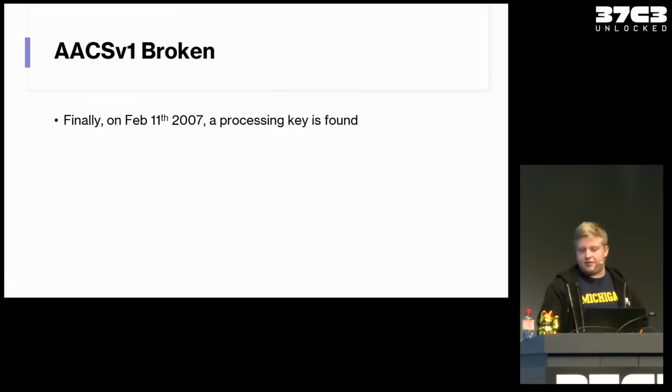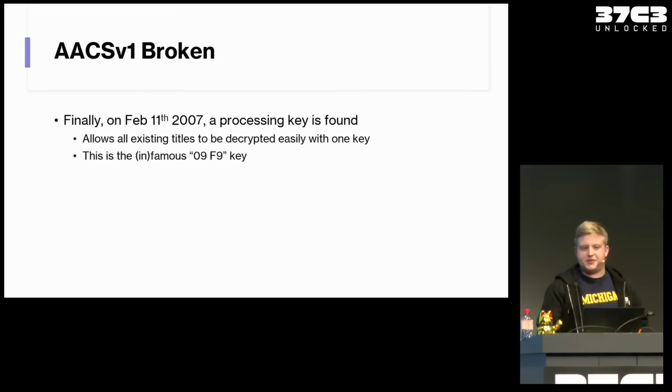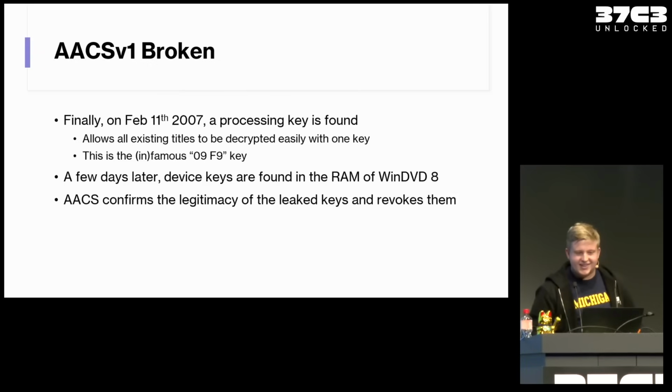But finally, on February 11th, 2007, they found an actual processing key. And as we said, that allows pretty much all existing titles to be decrypted. And this is, depending on how you look at it, the infamous 09F9 key. And a few days later, actual device key sets were found also in the RAM of WinDVD 8. And AACS confirmed the legitimacy of the leaked keys, and obviously revoked them.